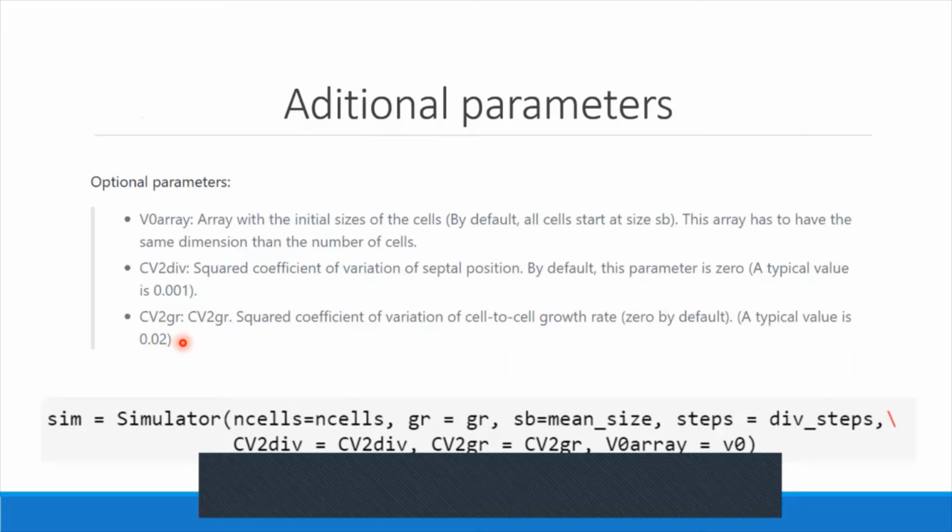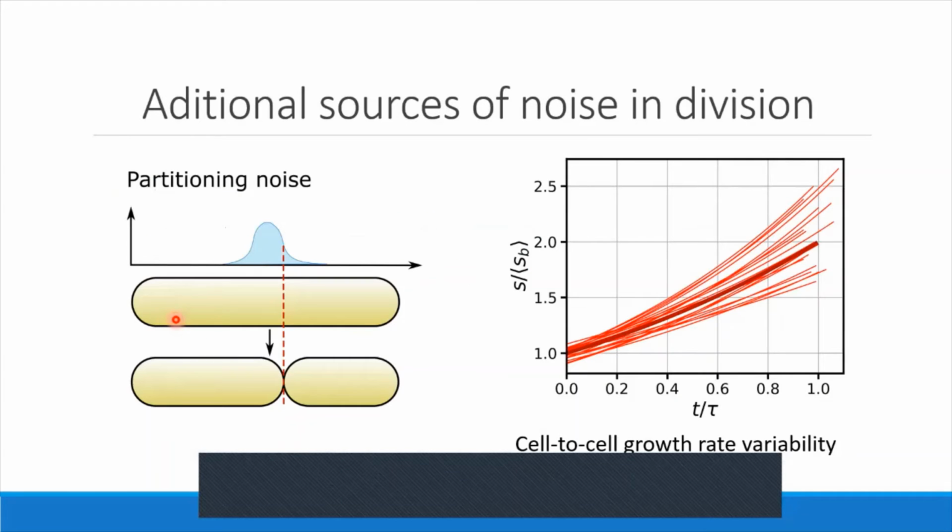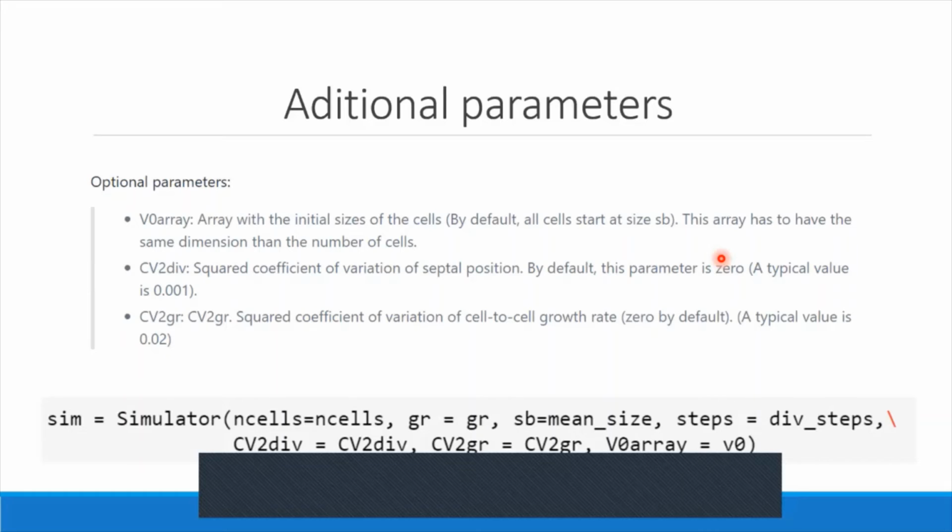CV2GR comes from the CV squared of the growth rate, and is the parameter of the distribution of growth rates. A typical value is 0.02, and it can also be important in order to simulate realistic division in bacteria.